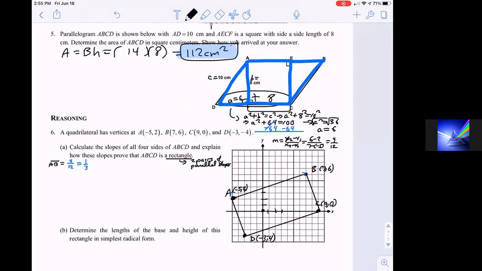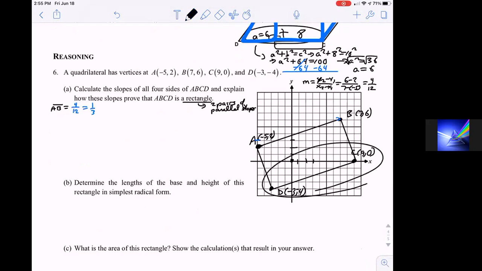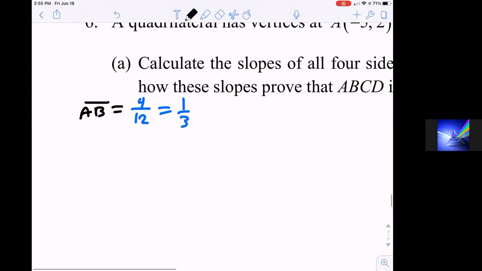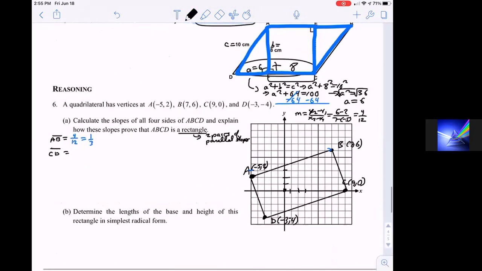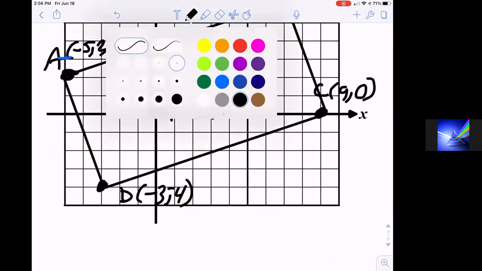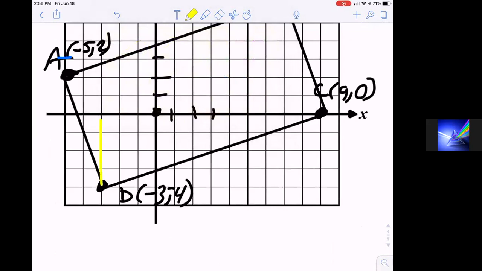Okay, now let's take a look at the parallel side of that, which would be CD. Well, if you guys looked at CD, again, you go up 4 over 12 to get from one point to the other.